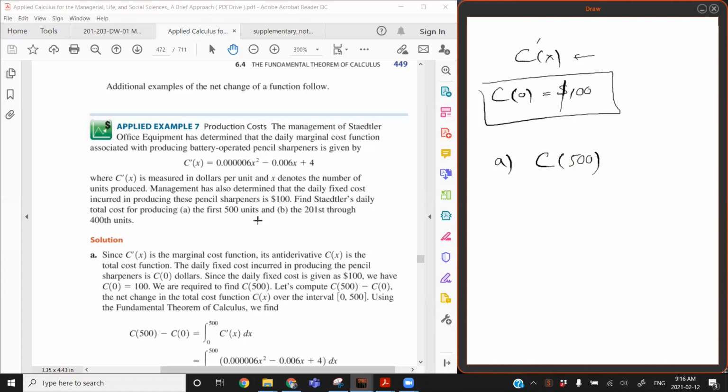And for part B, you want to know what is the cost of producing the 201st through 400th units. So you want to know what was the cost of producing the second 200 units. The first 200 units, whatever that cost, you're not concerned with that. You want to know the cost of producing the second batch of 200 pencil sharpeners from unit 201 to unit 400.